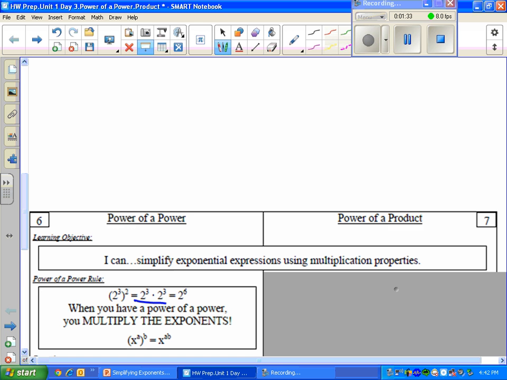Okay, so what it says here, and copy this down, it says when you have a power of a power, you multiply the exponent. So the rule here is, instead of having to expand it out like we did here, you can just take the 3 and the 2 and multiply them together. 3 times 2, you get 2 to the 6th. You can see the general rule below it there: x to the a to the b equals x to the a times b. Okay, let's do a couple of examples here.